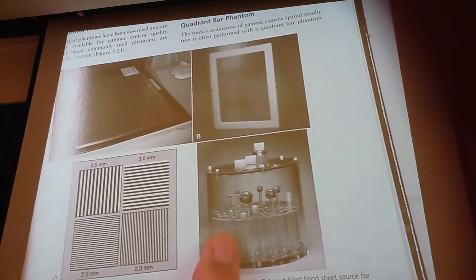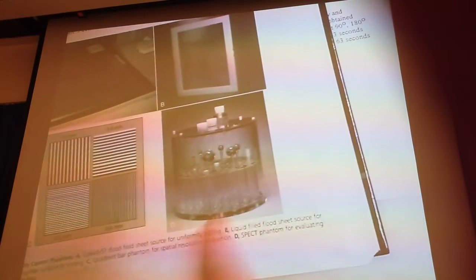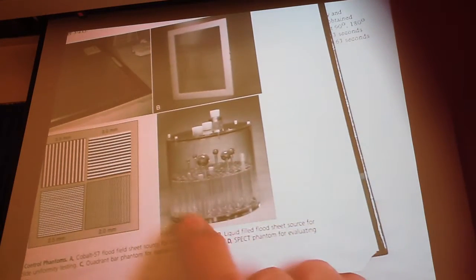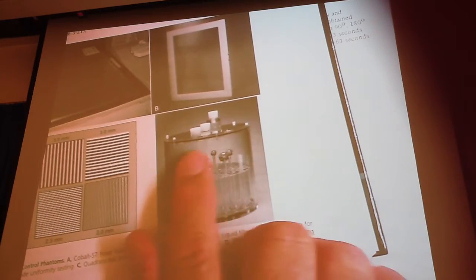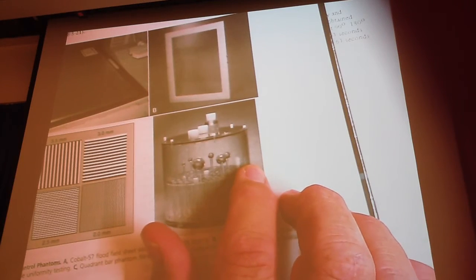Okay, this is a Jaszczak phantom here. Basically it looks like a thyroid phantom, but it has all these little balls in it, different sizes. Have you seen it? No. Did they ever use it? How much is that? I don't know. They're not cheap. I know that. You couldn't find that online? No.